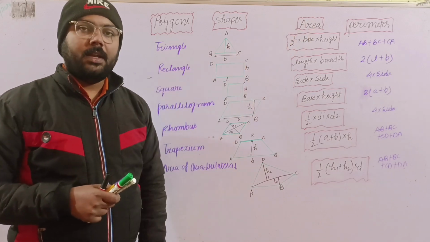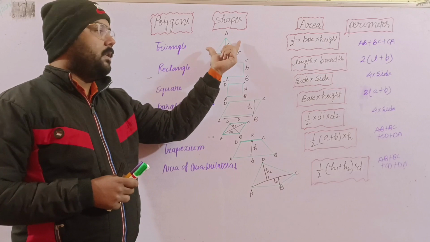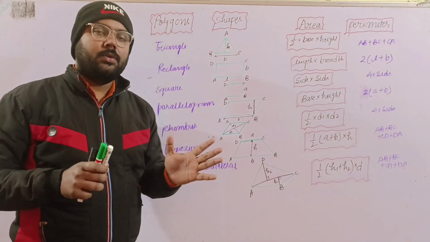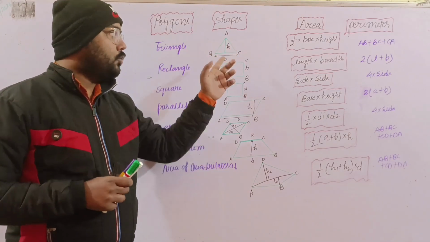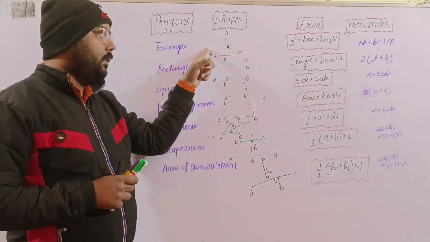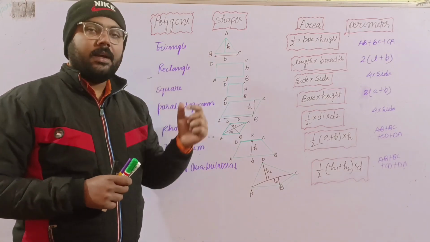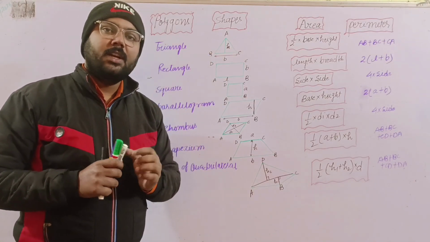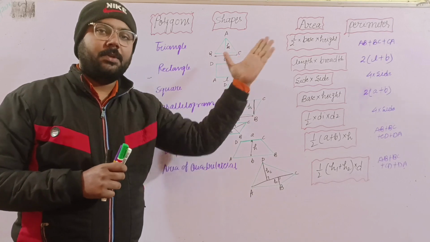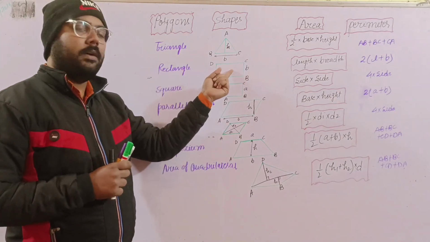Now perimeter of triangle. You can see here perimeter of any polygon is the sum of all sides. So here if we want to find out the perimeter of triangle, AB plus BC plus CA, as we know that triangle is a closed figure of three sides, so sum of all three sides is the perimeter of the triangle. Now second, rectangle.